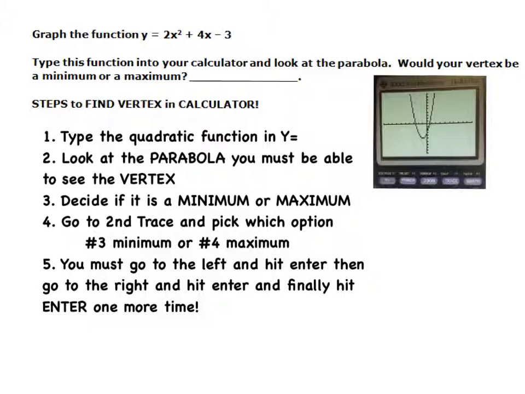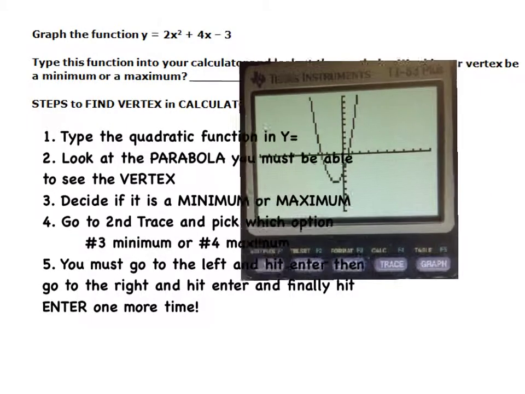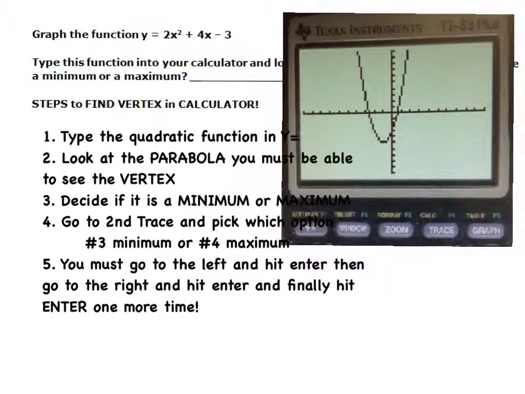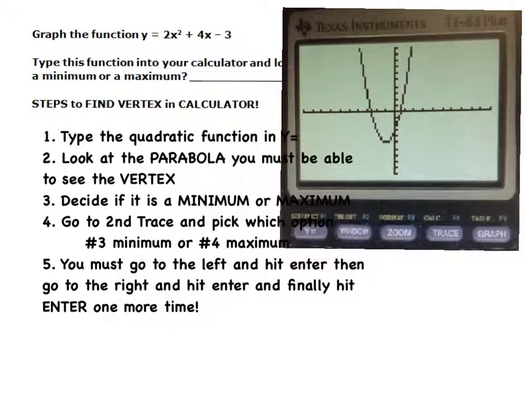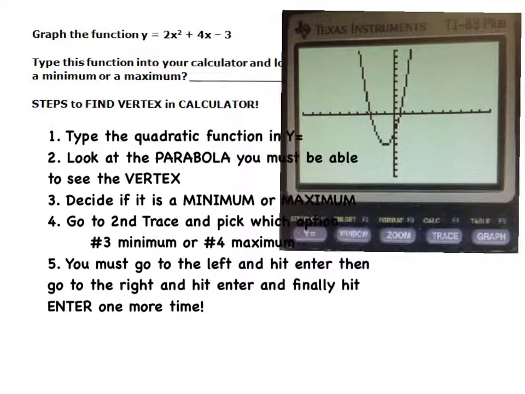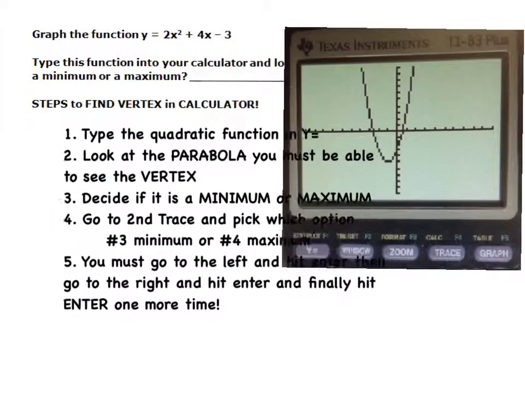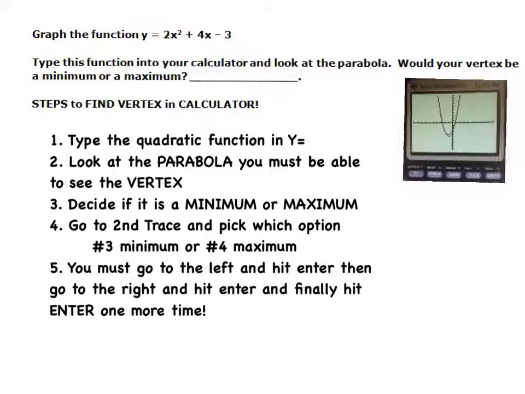So here they want us to graph the function y equals 2x squared plus 4x minus 3. Notice if we had a calculator, we'd be able to do that. So I went ahead and did that anyways, and this is what it would look like if you had your calculator in front of you. I went to y equals, typed it in, hit graph, and this is the picture it gives me. Now, based on looking at it, you should be able to tell me whether the vertex is a minimum or a maximum.